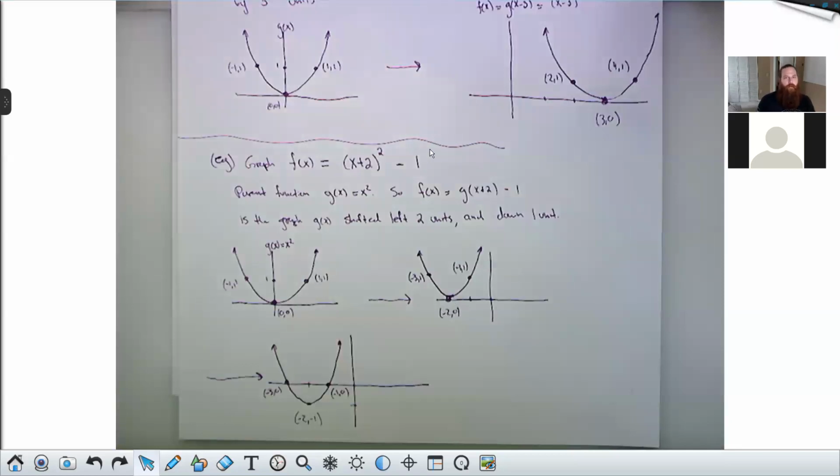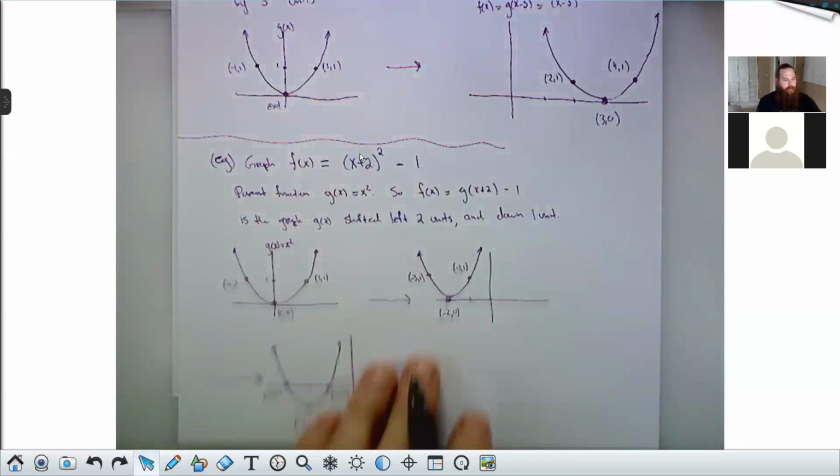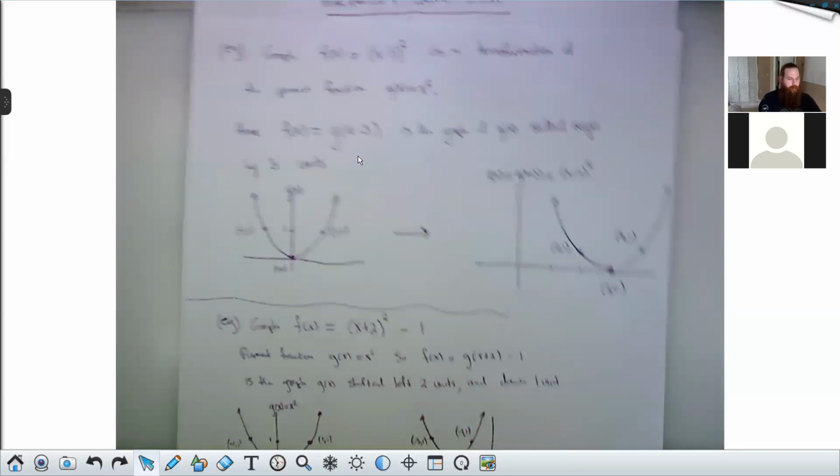So the question we're asking is, what do I need to do to x squared in order to get this? Adding 2 on the inside tells me to go left 2 units. It's a horizontal shift because I'm adding or subtracting something on the inside. And I go left because there's a negative built into the formula for horizontal shifts.